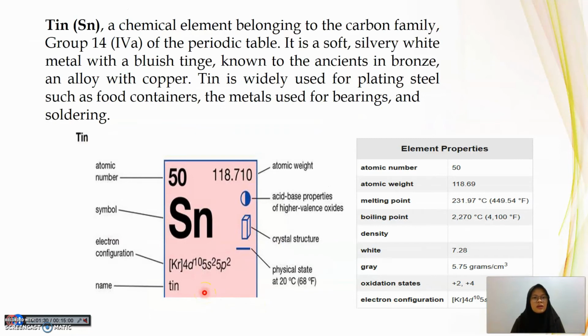Next, tin with the symbol Sn and the atomic number 50. Tin is a soft, silvery white metal with a bluish tint, known to the ancients in bronze, alloyed with copper. Tin is widely used for plating steel such as food containers, and for metals used for bearings and soldering. This is the crystal structure of Sn or tin. And as we can see from this table, there are some element properties of Sn.